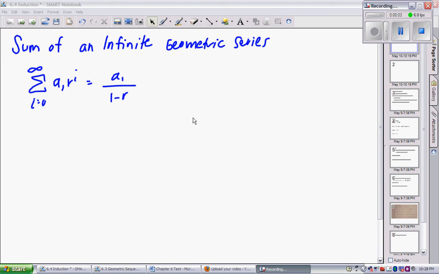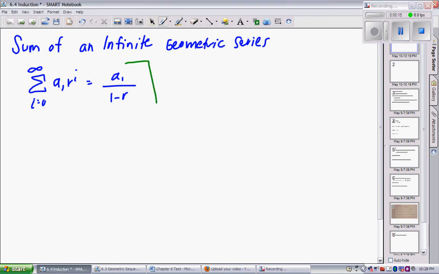Okay guys, so from last night's homework, you had 6.3. There were a lot of questions on the sum of an infinite geometric series and how to figure that out. So here's the formula. This is the one you need to know right here. a sub 1, we know what that is. r is our common ratio.